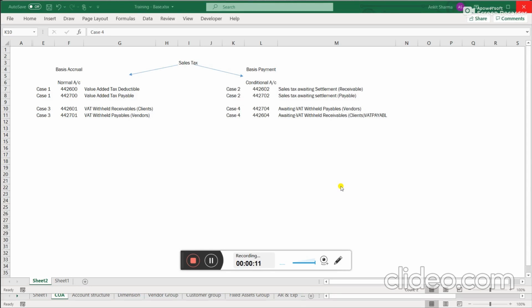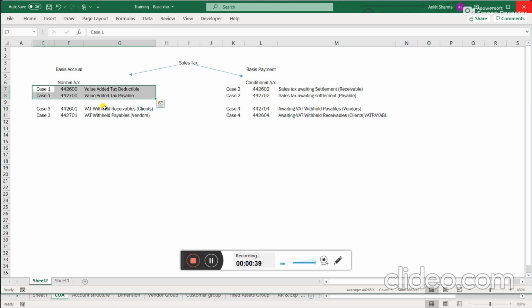And since we are using a one account structure, you can find multiple VAT accounts available. These multiple accounts have been created to cater to the needs of all the entities, as some entities may require additional accounts. So we have created one chart of accounts including all the VAT accounts. You can see here, let's go case by case.